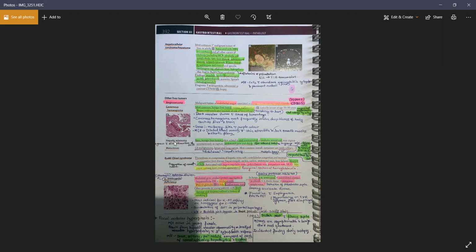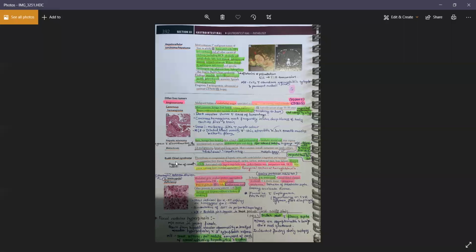Then the hepatic adenoma, which is seen only in patients taking OCPs, right? And then the metastasis. The most common route of metastasis to the liver is the portal vein, because most of the cancers from the GIT, especially colon cancer, will metastasize to the liver, and they can be shown as multiple nodules or multiple lesions of the same size, right?